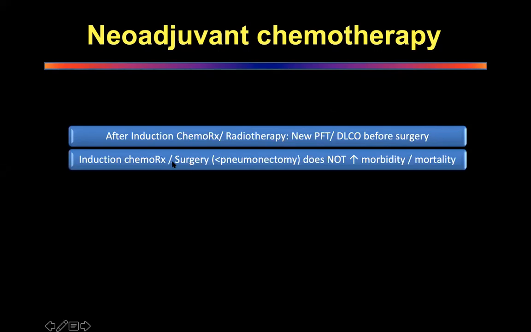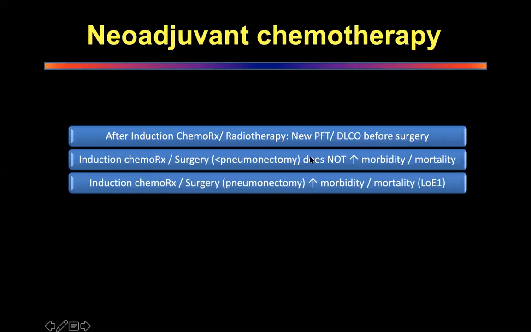Induction chemotherapy and surgery, which means lobectomy, does not increase morbidity and mortality. Less than pneumonectomy means lobectomy and segmentectomy. So people who are having preoperative chemotherapy followed by surgery, it does not increase the morbidity and mortality. Okay. But if patients are going to have pneumonectomy, say you've given chemotherapy preoperatively, but after chemotherapy, you're trying to do a pneumonectomy, very high morbidity, very high mortality.